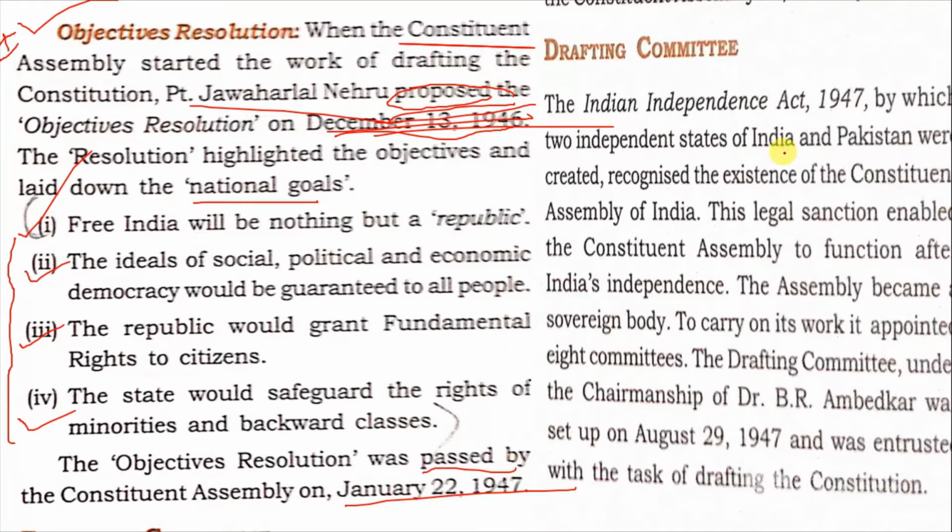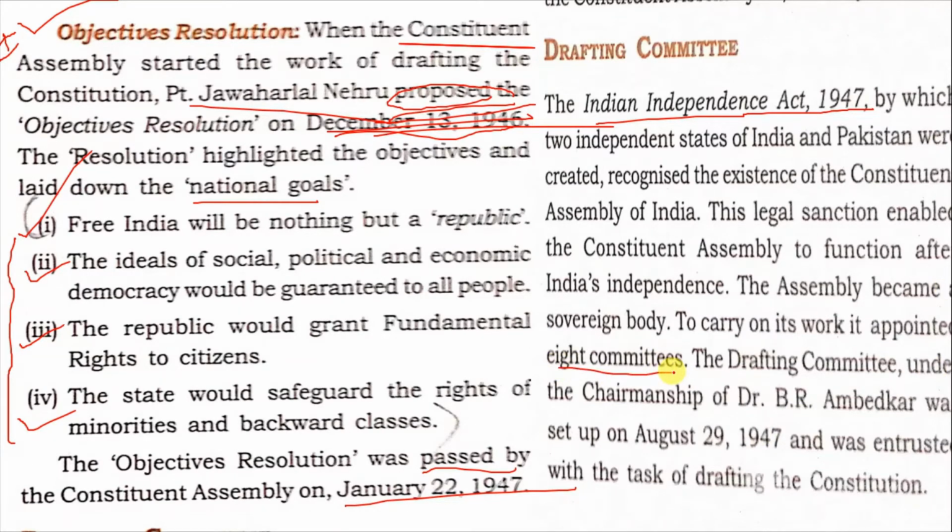Okay. And next is the drafting committee. The Indian Independence Act 1947, this act is very important, by which two independent states of India and Pakistan were created, recognized the existence of the Constituent Assembly of India. This legal sanction enabled the Constituent Assembly to function after India's independence. The Assembly became a sovereign body. To carry on its work, it appointed 8 committees.